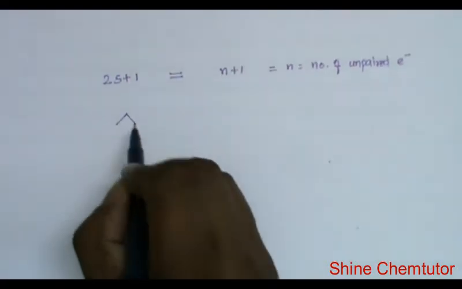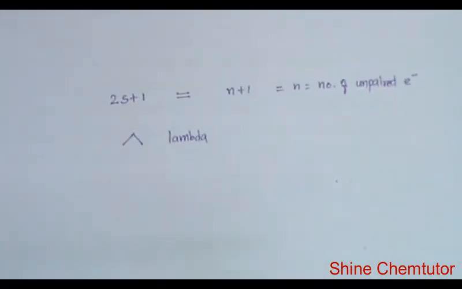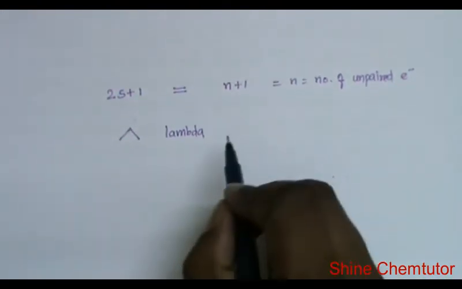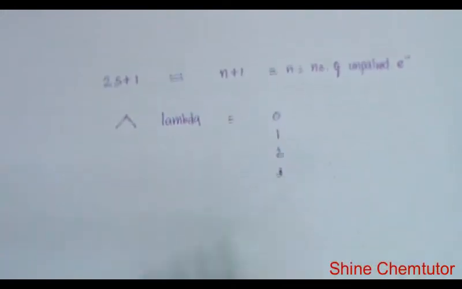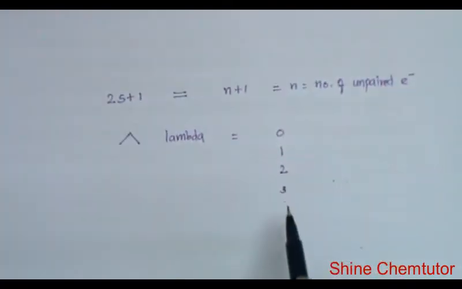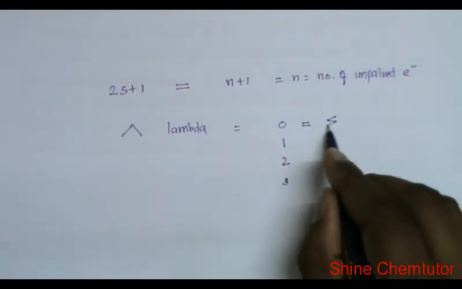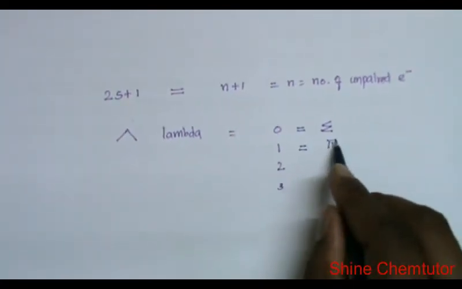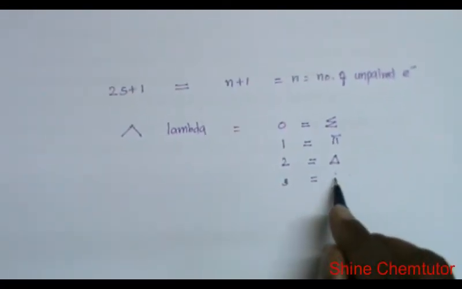Next one, it is lambda. It is equivalent to L in atomic term symbol. This value may be 0, 1, 2, 3. Generally, we get 0, 1 or 2. 3 is very rare. If it is 0, we go for sigma term. If it is 1, we go for pi. If it is 2, we go for delta. If it is 3, we go for phi.